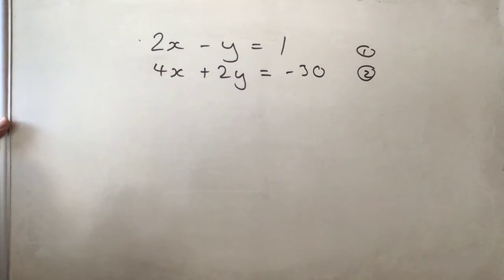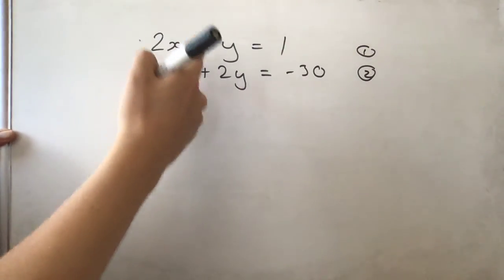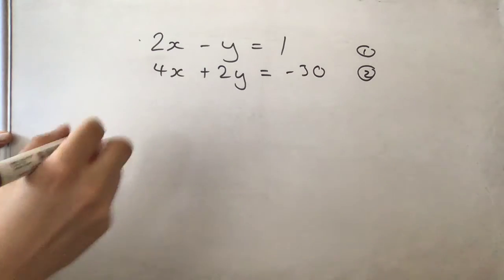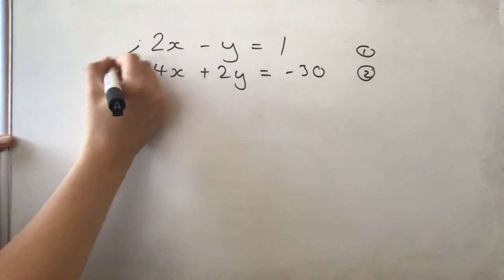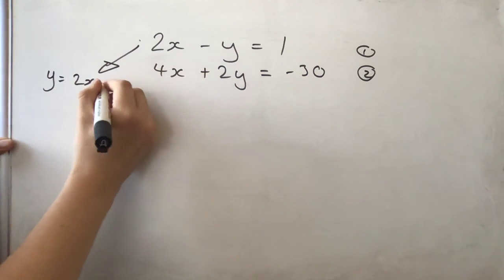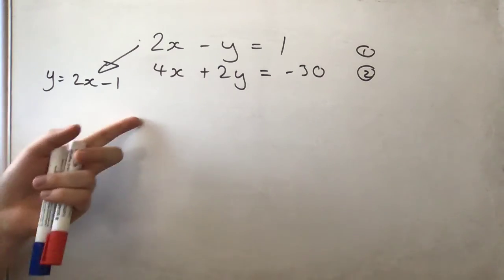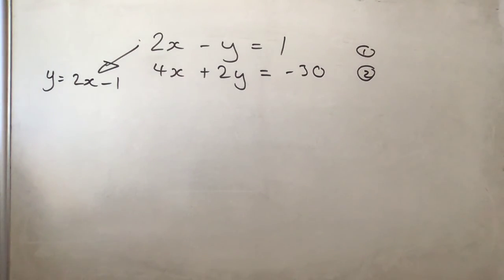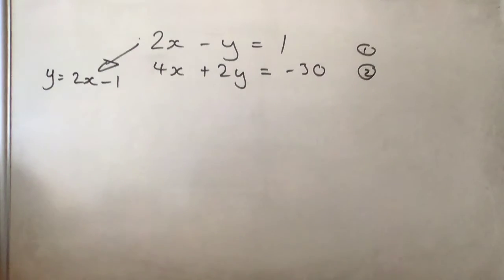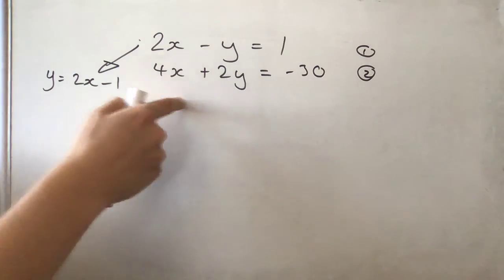So we can do this by adding y to both sides and then taking away 1. So it'll be 2x minus 1 equals y, or y equals 2x minus 1. Okay, and so we've now got a value of y here, which we can then substitute into our second equation. In other words, we can replace y in equation 2 with the value of y we have just found. So let's do that now.